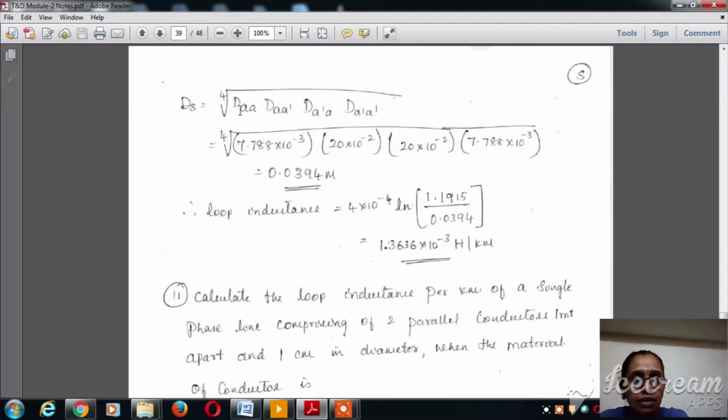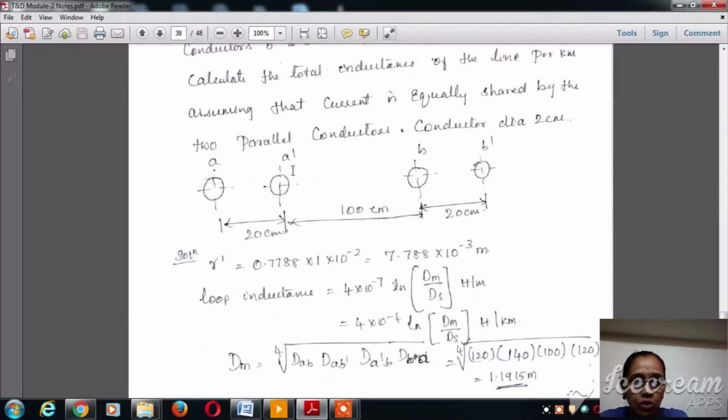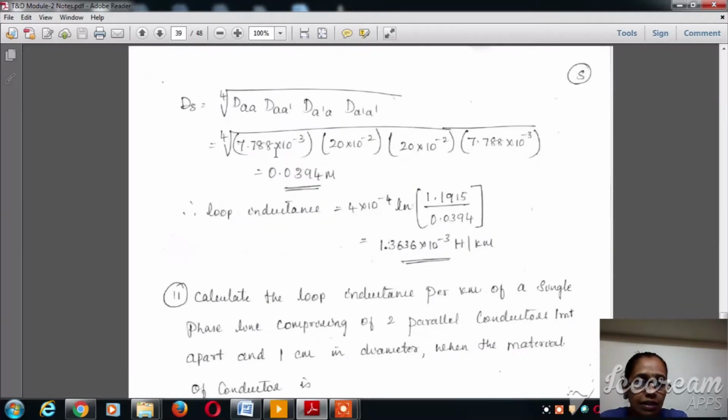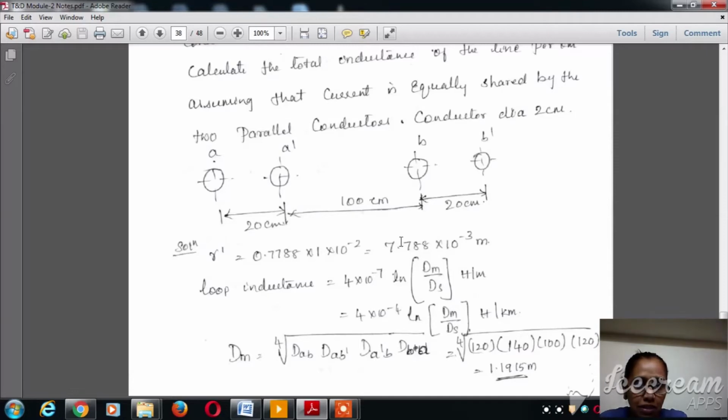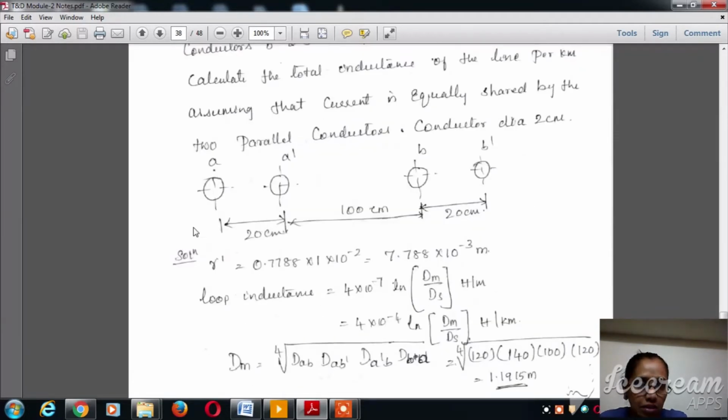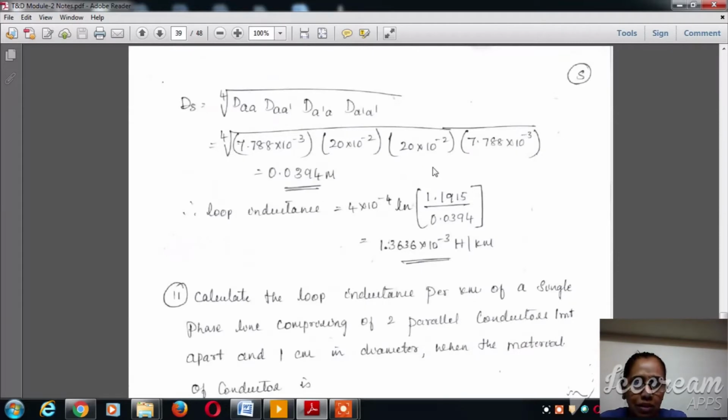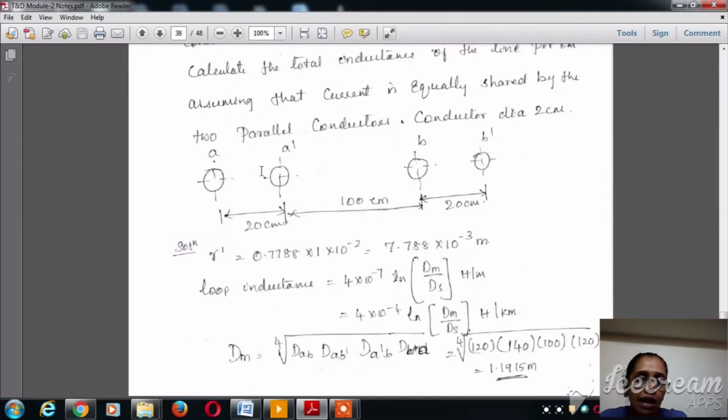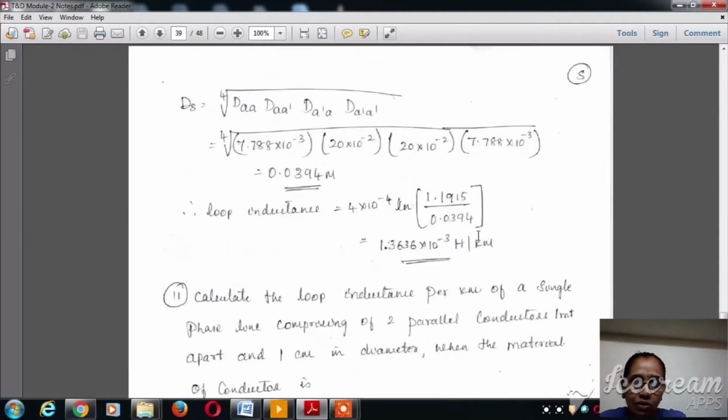There are two conductors, so we consider DAA, DAA dash, DA dash A, and DA dash A dash. DAA is equal to R dash, 7.788 into 10 to the power minus 3. DAA dash is equal to 20 into 10 to the power of minus 2. DA dash A is the same as DAA dash, again 20 into 10 to the power minus 2. DA dash A dash is again R dash, 7.788 into 10 to the power minus 3. Calculating this, we get the answer as 0.0394 meters.